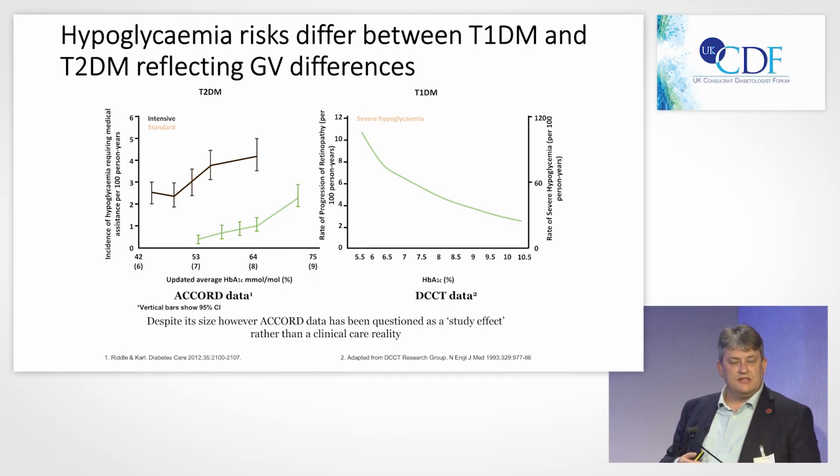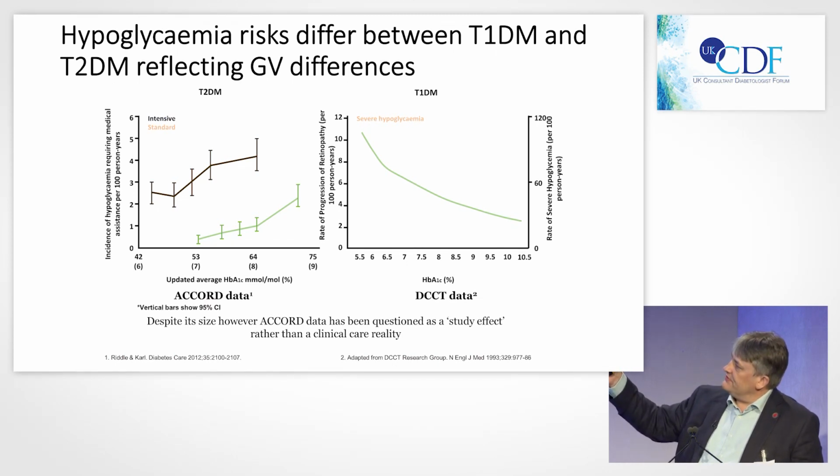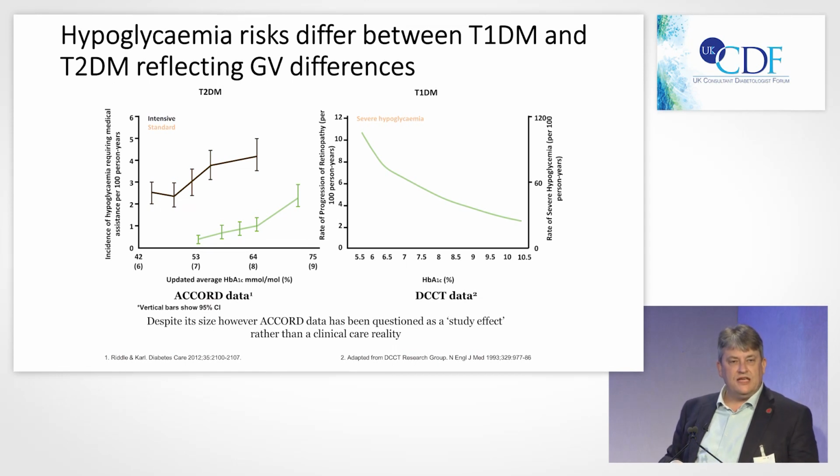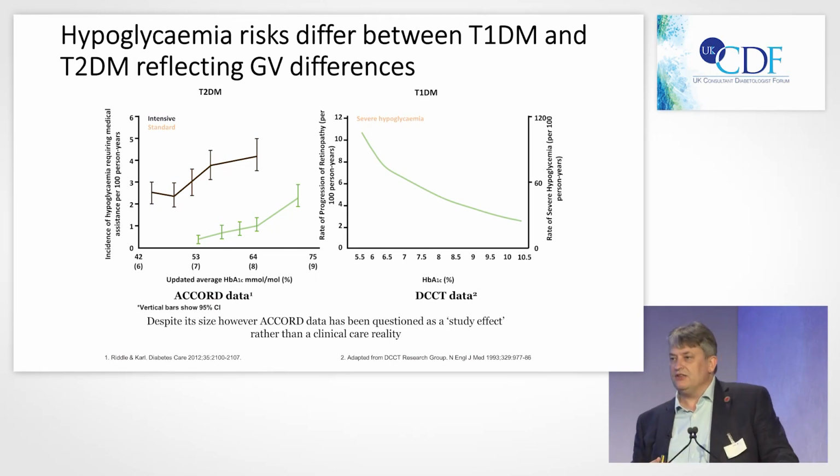achieved hemoglobin A1C. And it doesn't matter whether you were in the intensively treated group in the sort of dirty brown colour or the conventionally treated group in the green colour, the relationship between achieved A1C and hypoglycemia risk was the opposite of the relationship that we see in type 1 diabetes in DCCT. A1C does not drive hypoglycemia risk. Glucose variability drives hypoglycemia risk.